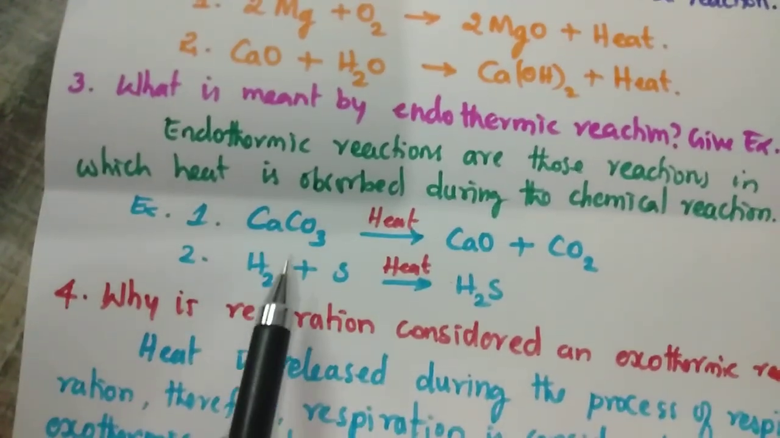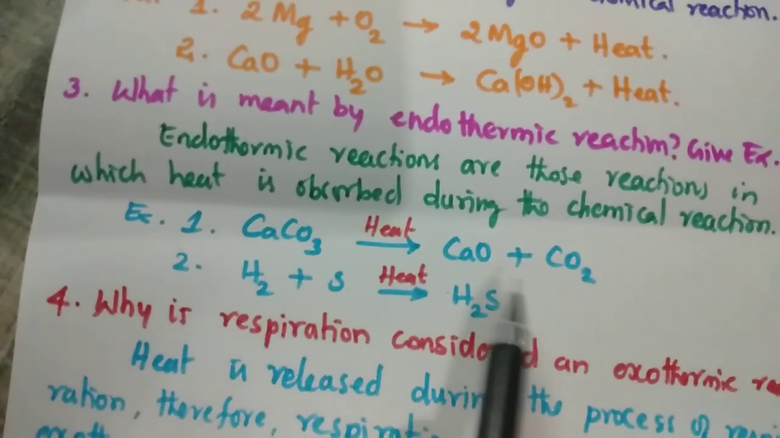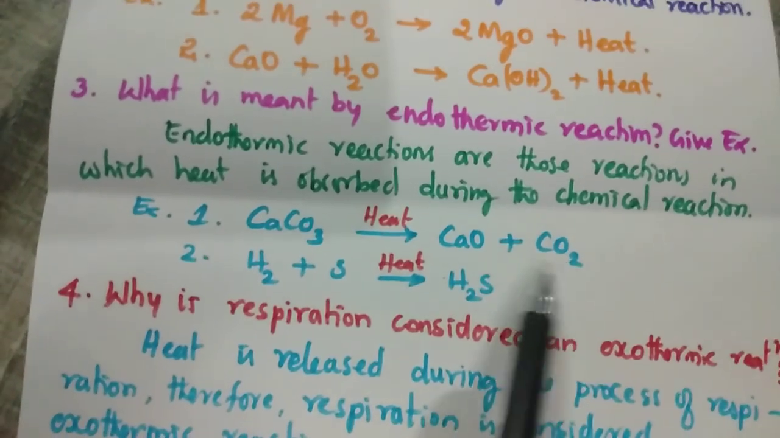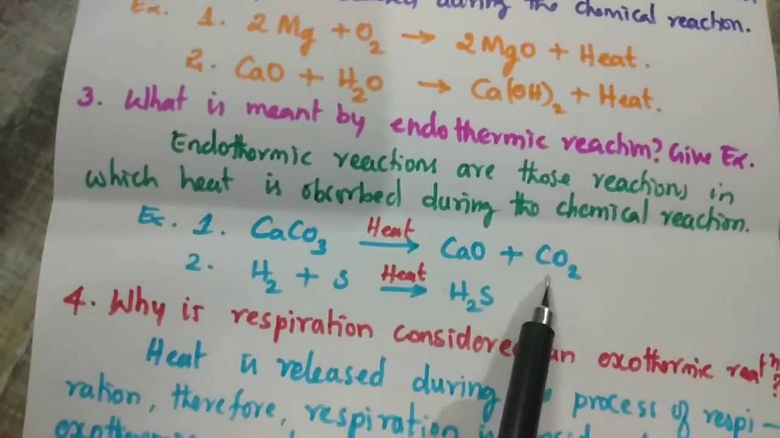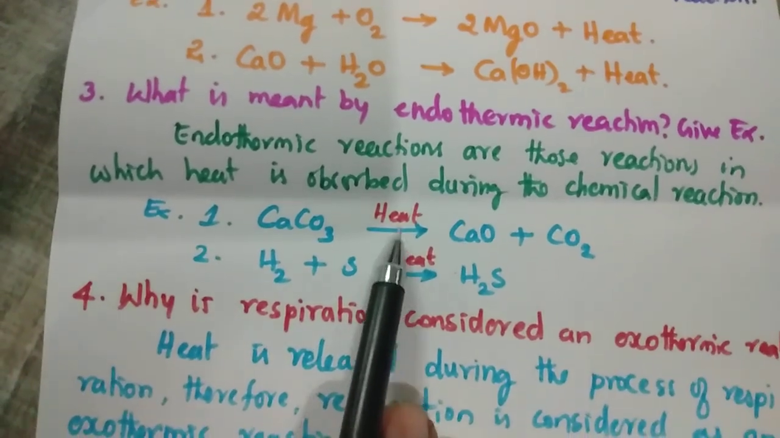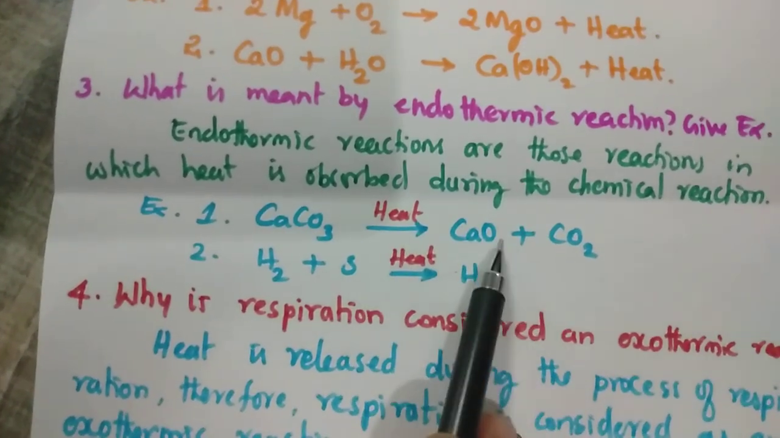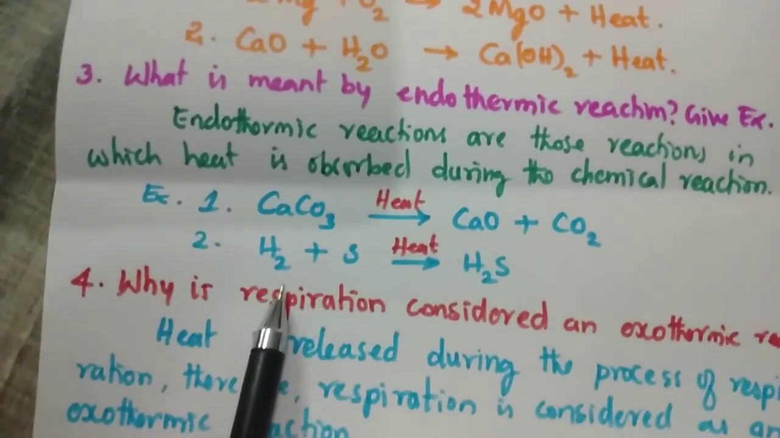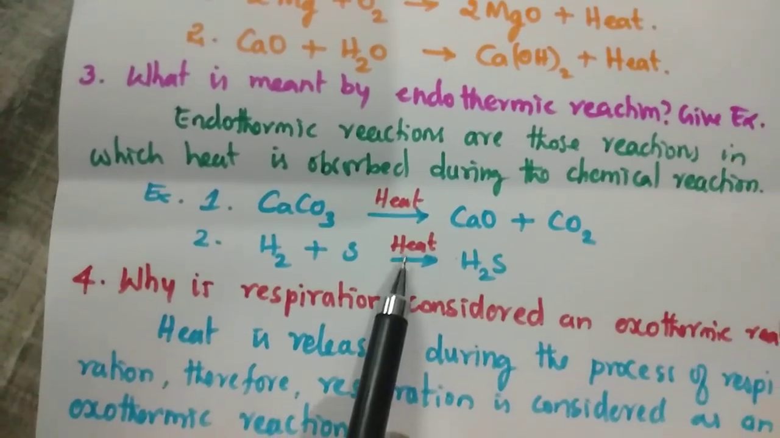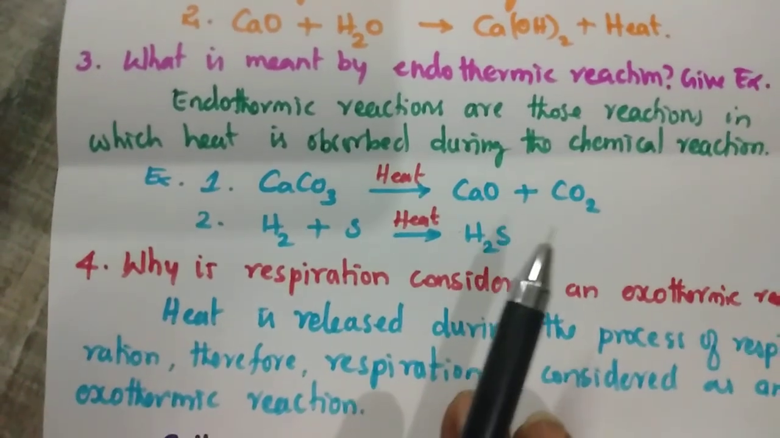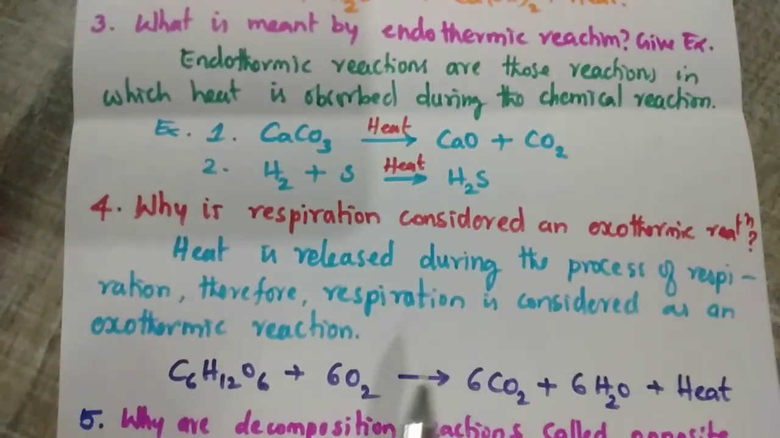Here example CaCO3, calcium carbonate, forms CaO plus CO2. Calcium oxide and carbon dioxide are formed here in the presence of heat. When it is heated, it will separate like this and it will be consuming the heat. Then H2 plus S, here also heat is consumed, H2S is formed. Okay, you understood? Now let us come for one more question.